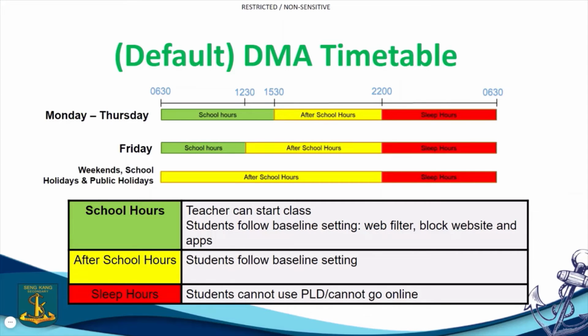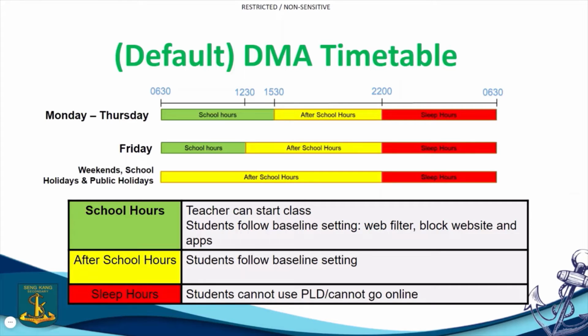On the screen now, you can see the timetable for the default DMA setting. The green part represents school hours, whereby teacher can start class, students can follow the baseline setting when using the PLD. The yellow part represents after school hours, where students follow the baseline setting as well. And lastly, the red part represents sleep hours, where students cannot use the PLD or cannot go online.